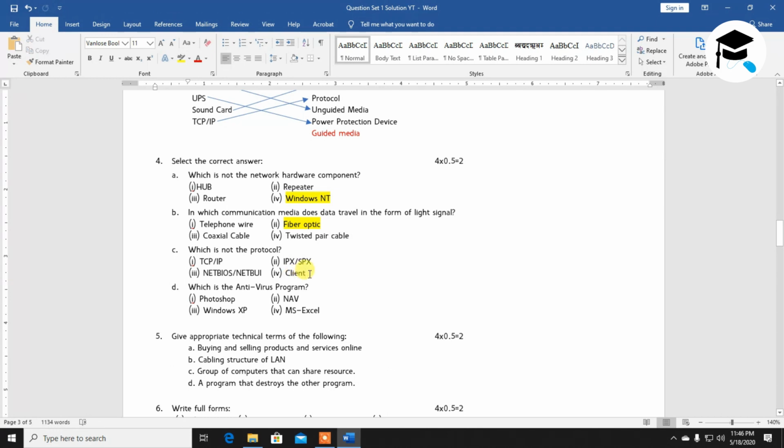Domain, client, server, network, you have studied about this topic, okay. Client means the computer or the host within the network that obeys the instruction given by the server. It's a host, it is a computer, okay. But the remaining three options are protocols, so you need to select the fourth option, client. This is your answer.